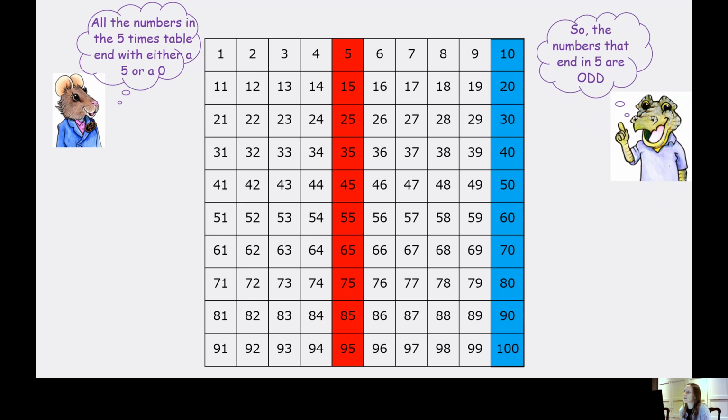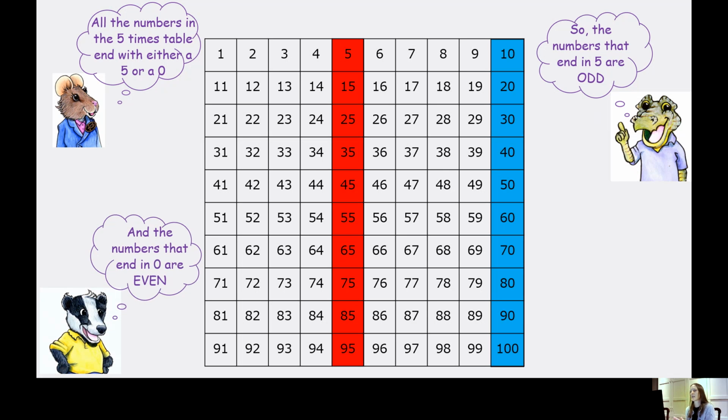All the numbers that end in 5, so those shaded in red, they are odd numbers, and that's right, because odd numbers either end in a 1, a 3, a 5, a 7, or a 9. So all those ending in a 5 are indeed odd. What about the other numbers ending in blue? What would we say about those? And here's Betty. What does Betty think?